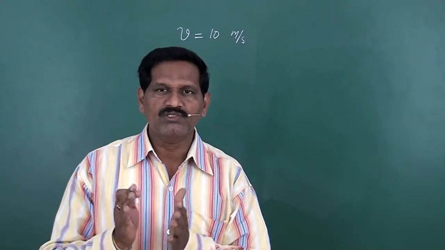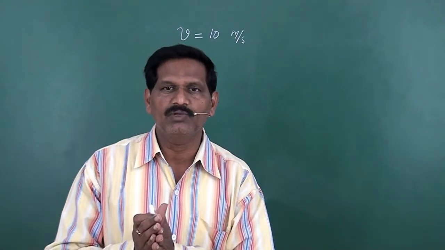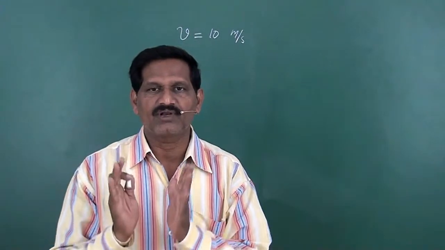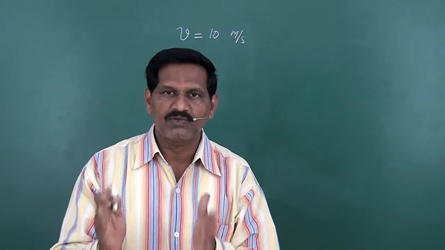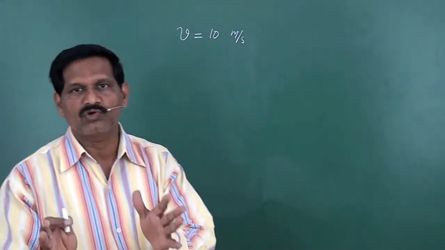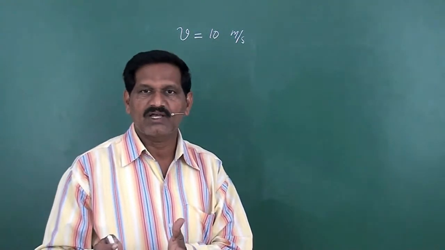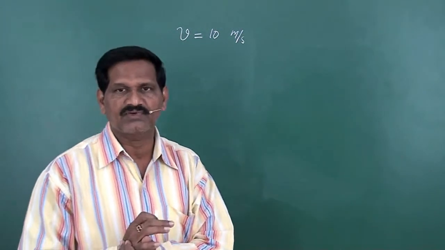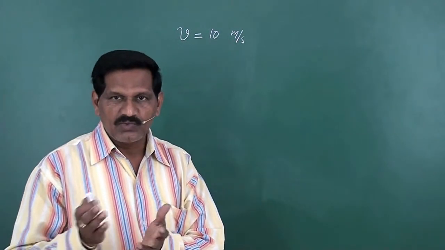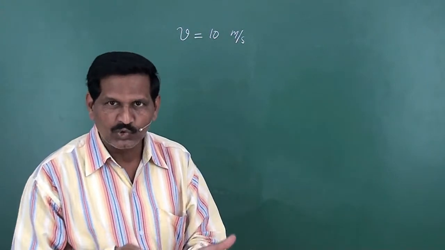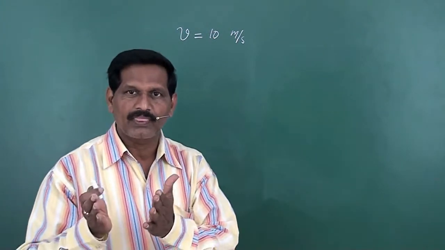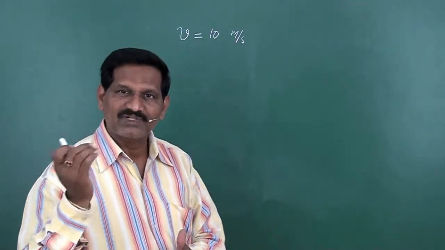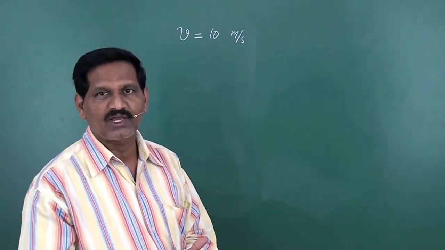So here the body is moving with uniform velocity. What do you mean by uniform velocity? If the velocity of the body remains constant throughout, at any time, then that velocity is called uniform velocity. That is the definition of uniform velocity. The name itself indicates that velocity is uniform. Uniform means same forever. Hence the velocity of the body after 10 seconds remains the same value.